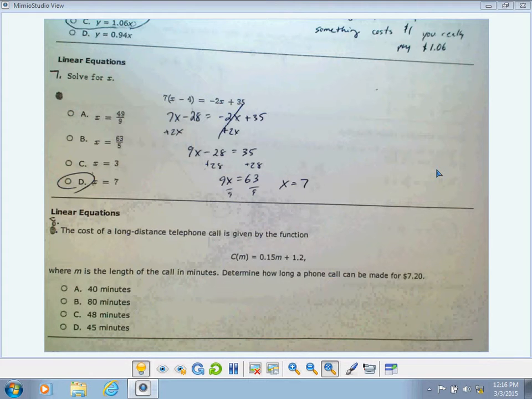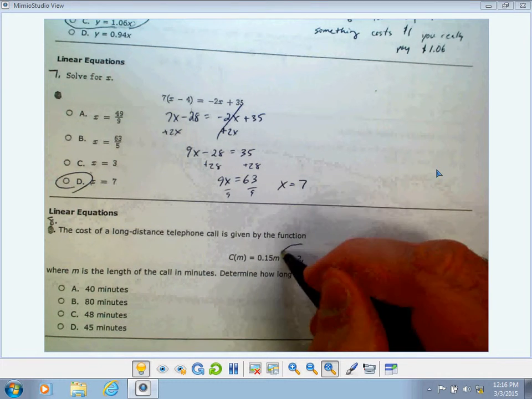Okay, let's look at number 8. It says the cost of a long distance telephone call is given by the function, and then it shows you the function. M is the length of the call in minutes. This is number of minutes.